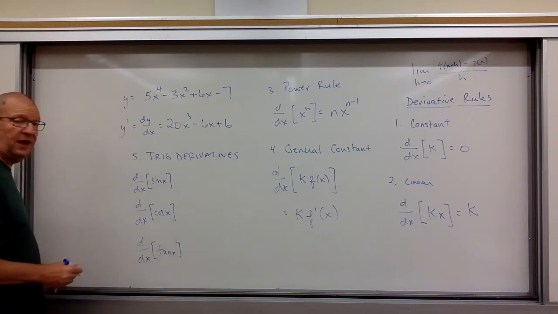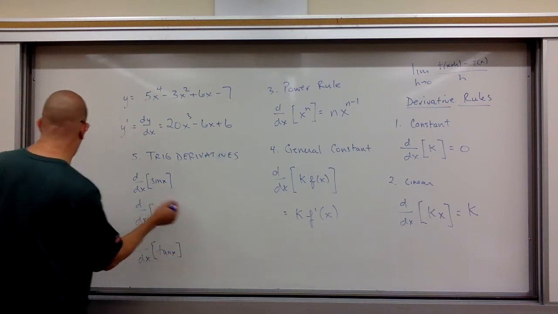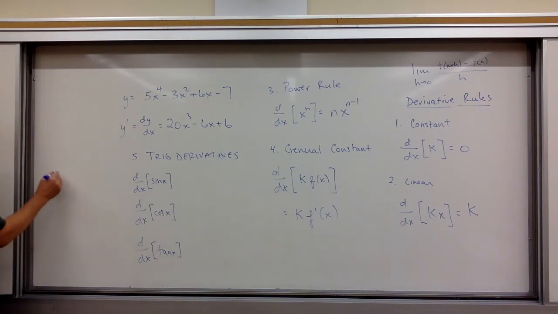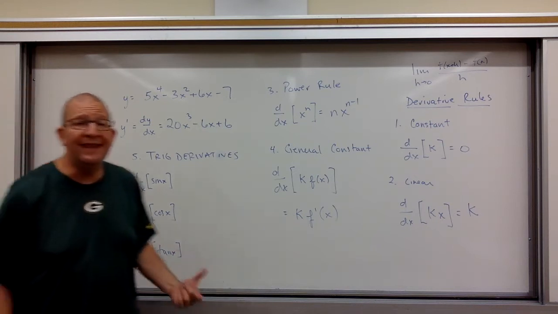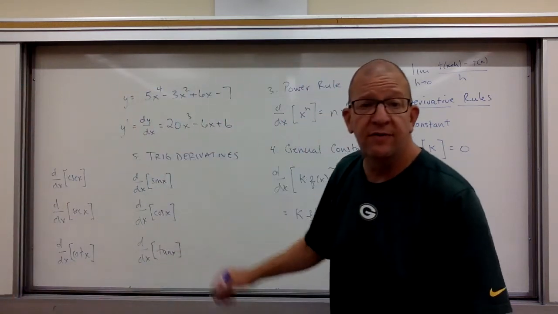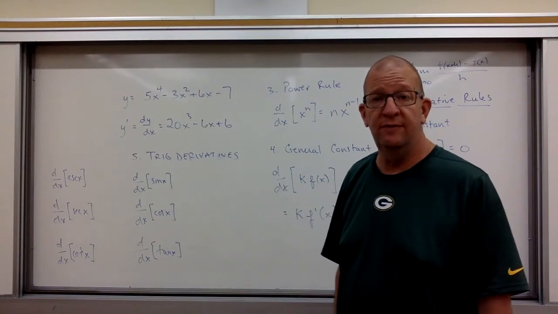Now, what about the other three? Well, you've got to know those too. Can you see me over here? The derivative with respect to x of the cosecant of x. The derivative with respect to x of the secant of x. And the derivative with respect to x of the cotangent of x. We need to know these 6 derivatives. These are our trig derivatives.